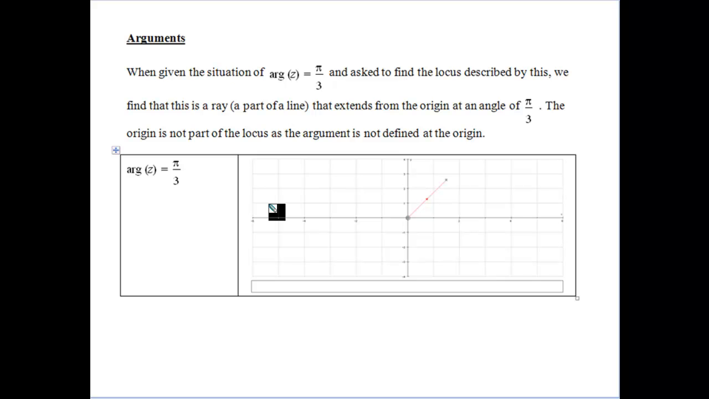Now let's have a look at when we've got a complex number and we want to find the locus of that complex number with an argument. So this time we've got the situation firstly of the argument of z is pi on 3. So what we're looking at is any point that's going to have an argument of pi on 3. If we look at that, the red line here is going to be the complex numbers with an argument of pi on 3.